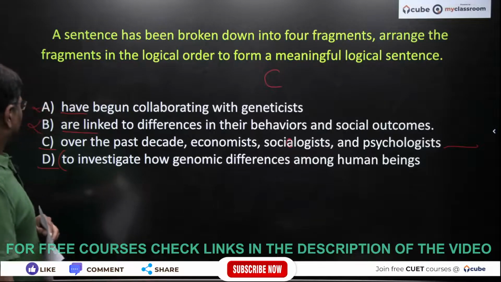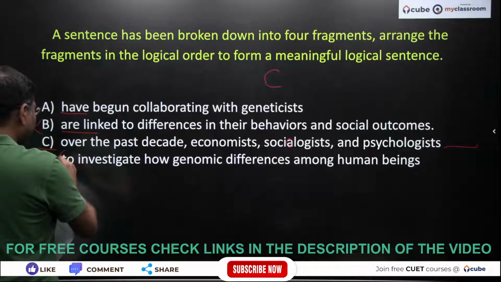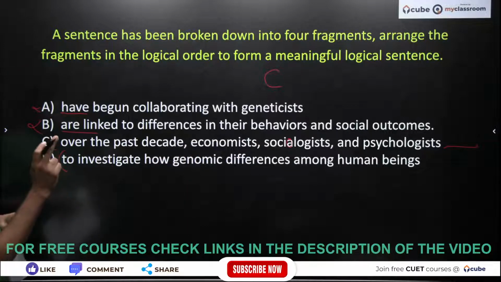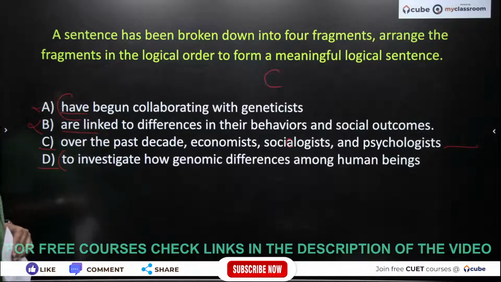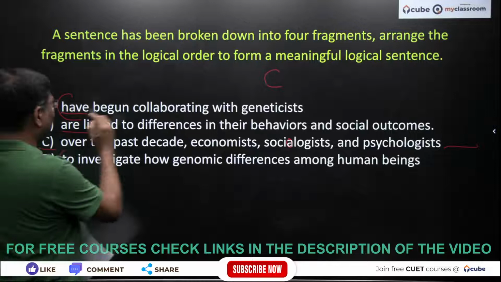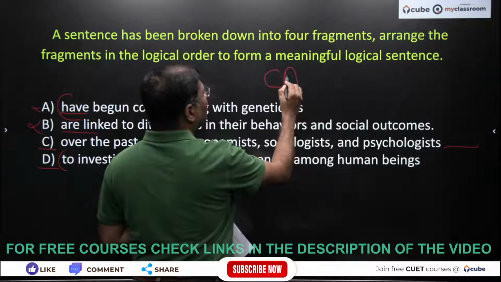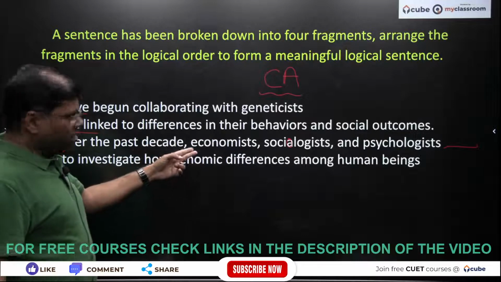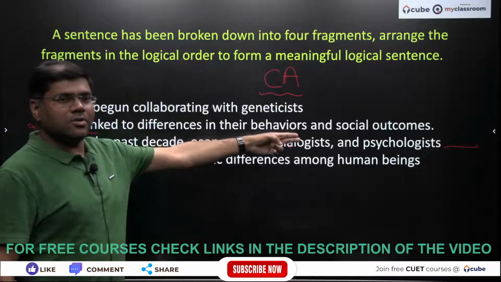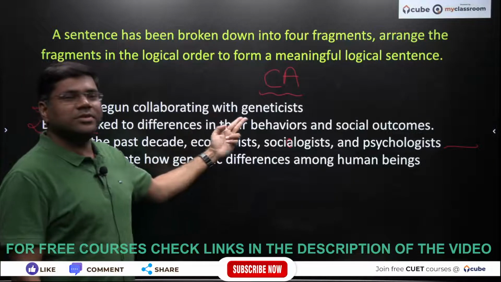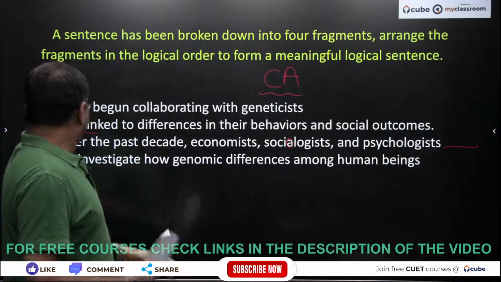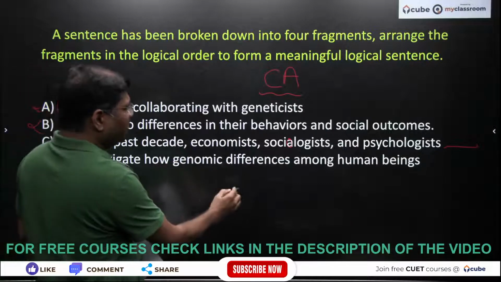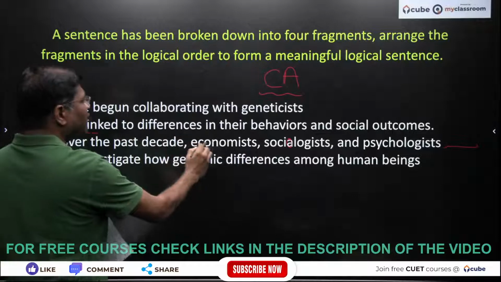What will come next? Now the point is that if you move from C to D, it does not make sense. Psychologists to investigate is not making as much sense, but when you say psychologists have begun collaborating with geneticists, the fragment C along with A makes a very good logical meaning, right? So you say that over the past decade, economists, sociologists, and psychologists have begun collaborating with geneticists, correct? What next? And why are they collaborating? To investigate how genomic differences among human beings are linked to differences in their behavior.